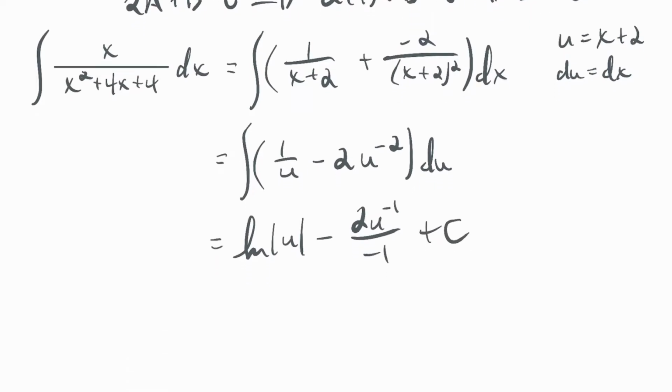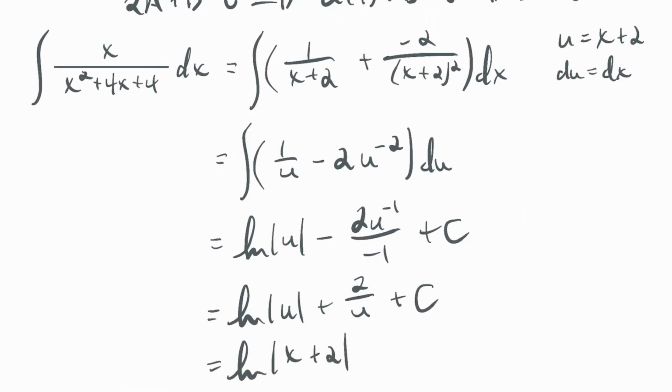I can simplify a little bit. I get ln of the absolute value of u plus 2 over u plus c, and then I can put x plus 2 back in. So I get ln of the absolute value of x plus 2, plus 2 over x plus 2, plus c. And there's that example.